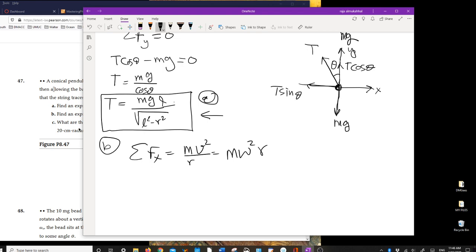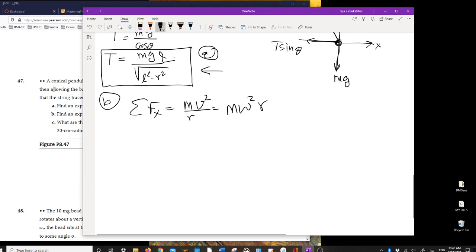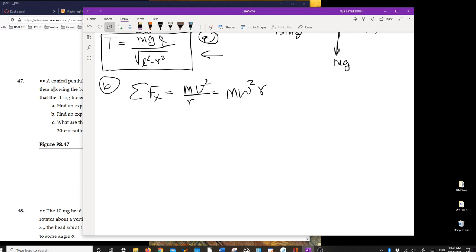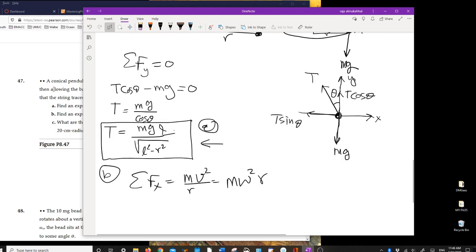Now, what are the forces in the x direction? Let me go back to the drawing. In the x direction, I only have T sine theta. That's it. So in this case, I'm going to have T sine theta equals m omega squared r.